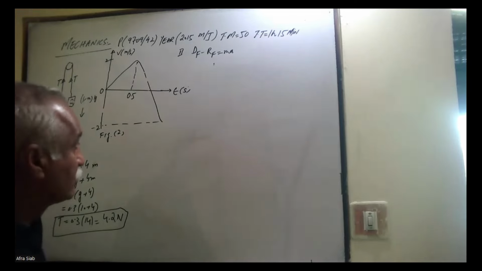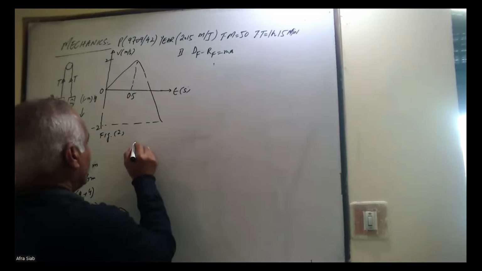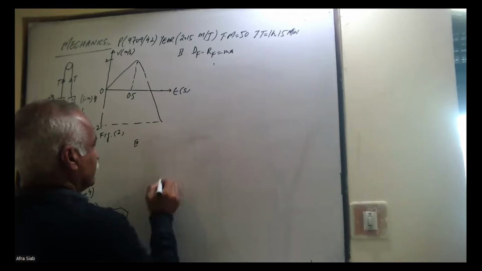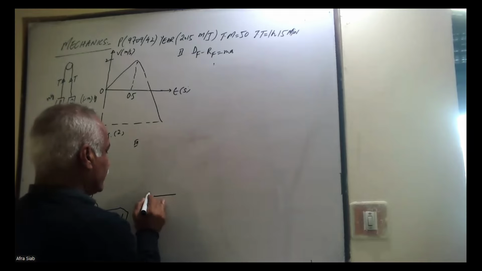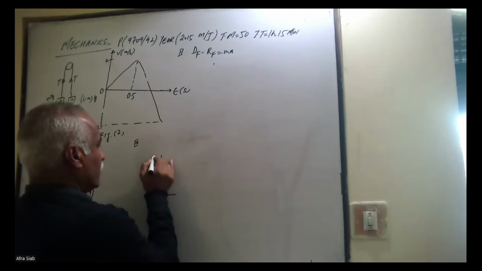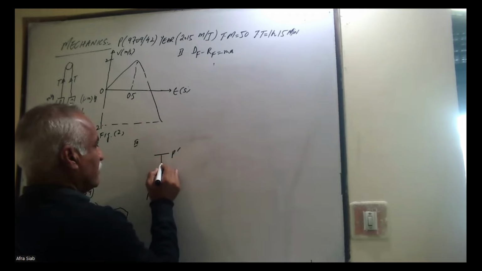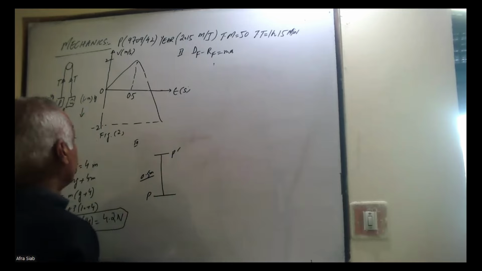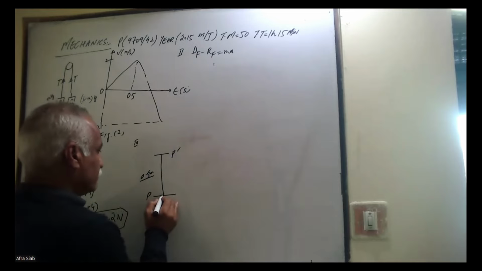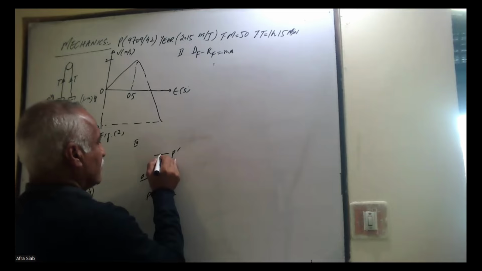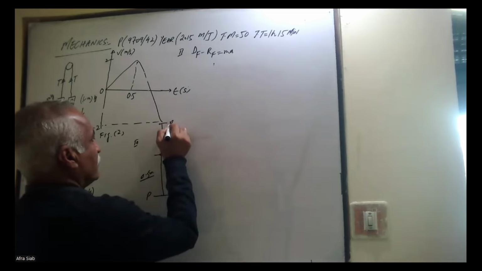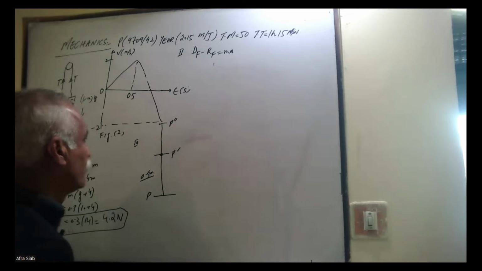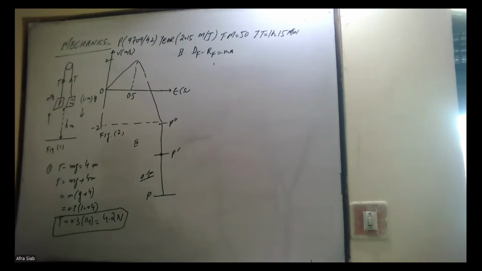The string becomes taut for that part like this. If this is the initial position of P, it is the new position of P after covering a distance of 0.5 meter from the ground, and then at this point it comes again upward with the inertia, and that is point P double dash there.